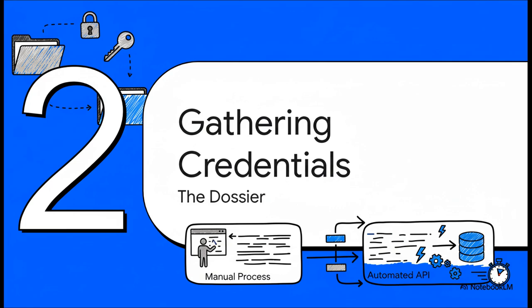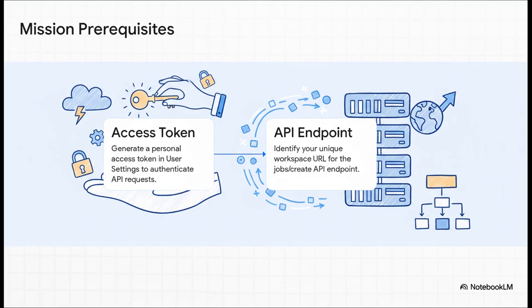All right, on to phase 2. Let's assemble our dossier. Before we can start issuing commands, we need the right credentials. Think of yourself as a secret agent. You can't just walk in the front door. You need the right keys to get access. And for this mission, we really only need 2 things. First, an access token. That's kind of like our security clearance. And second, the API endpoint, which is just the specific address we're sending our instructions to.